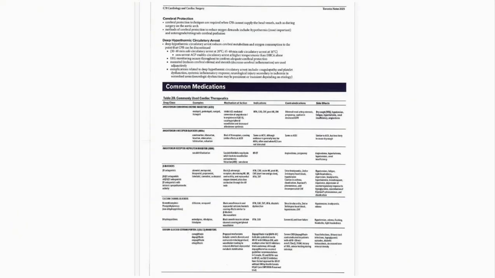Angiotensin receptor neprilysin inhibitors, or ARNI. The primary medication is sacubitril and valsartan. Sacubitril inhibits neprilysin, increasing beneficial natriuretic peptides that promote vasodilation, natriuresis, and reduced cardiac workload. Valsartan simultaneously blocks the angiotensin II receptor.